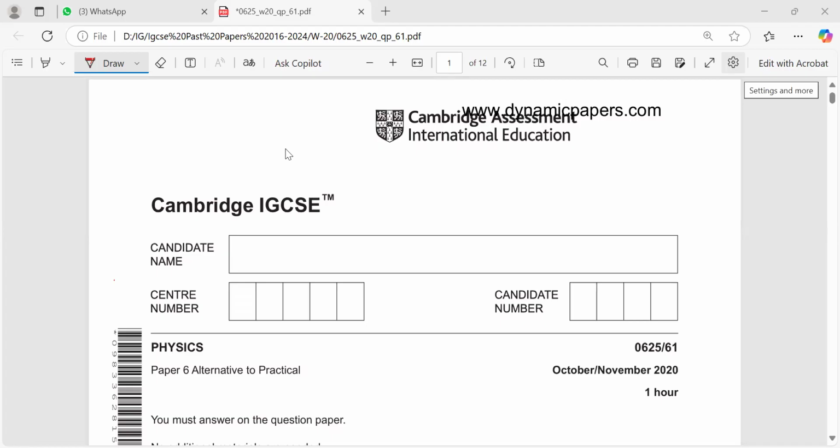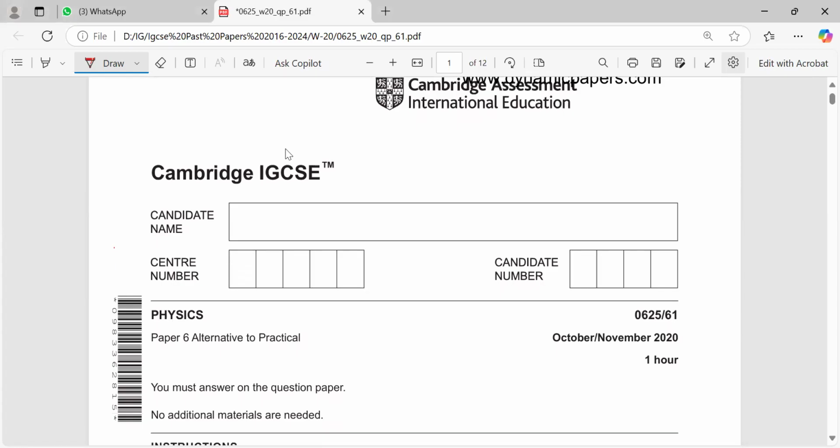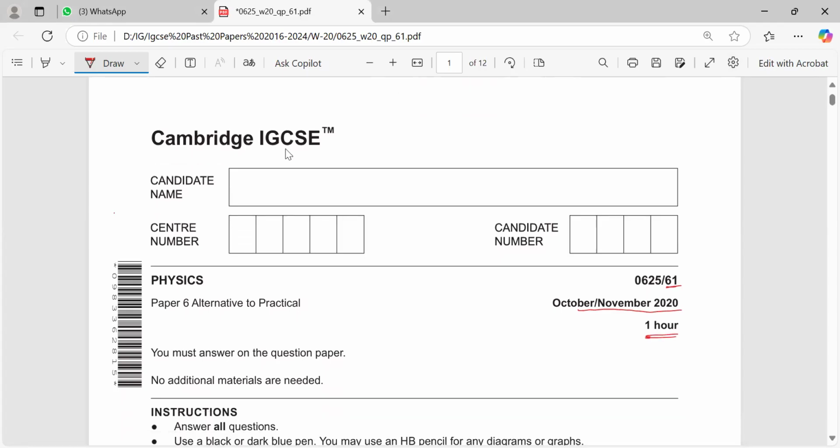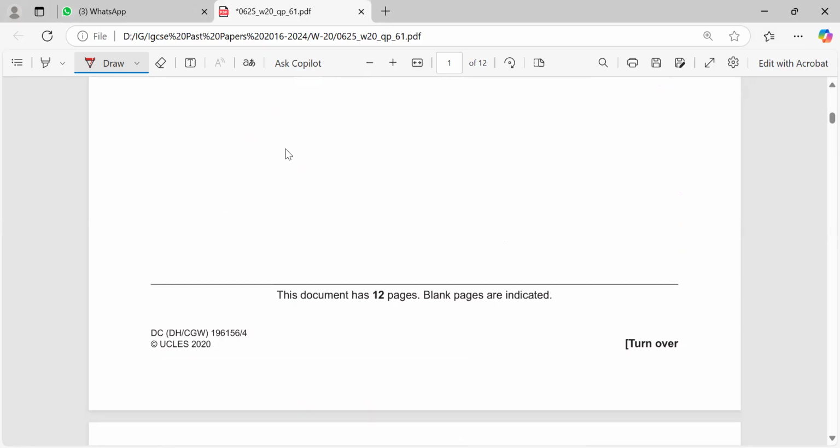Right now, we are solving one very important paper, paper 6. Paper 6, variant 1, and the year we have chosen is October November 2020. And as I'm telling every time, this is a paper which is 1 hour long, meaning 60 minutes, and it has 40 marks. It is simply 20% of the weightage for our syllabus. So let's start.